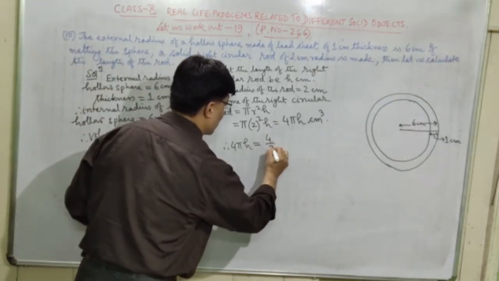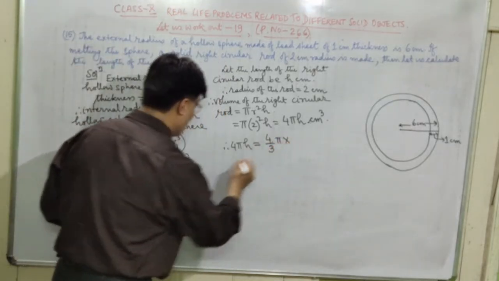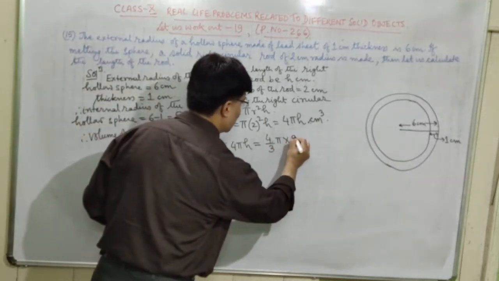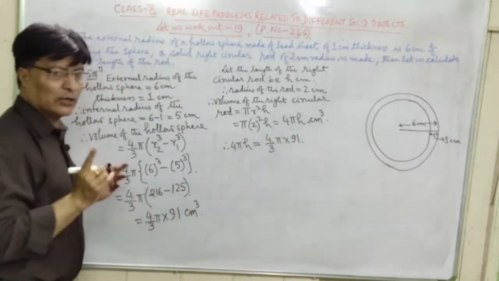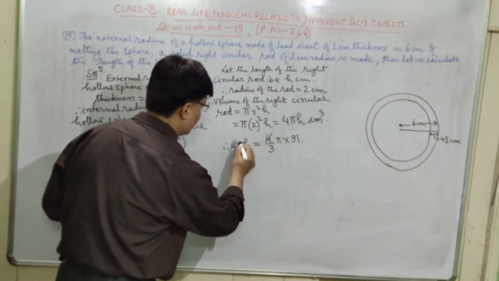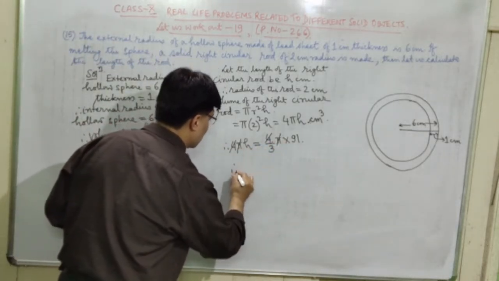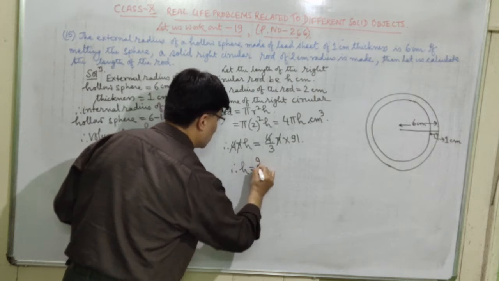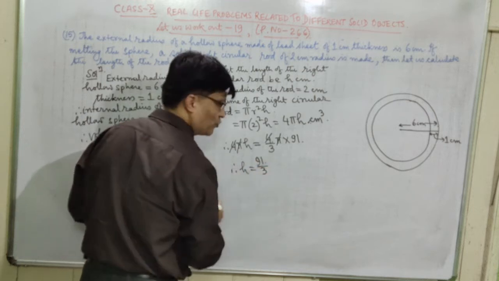4/3 pi into what? It is 91. So I hope you have understood it. From both the sides you can cancel this 4 and this pi will be cancelled. So what is the value for h? It is 91 upon 3.